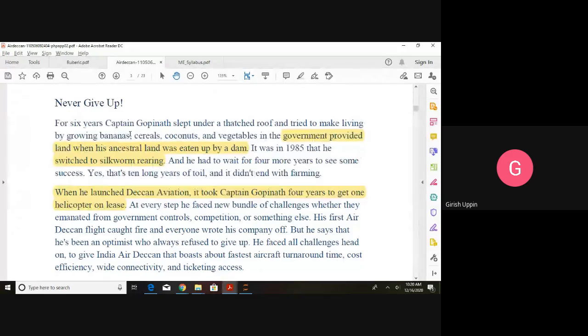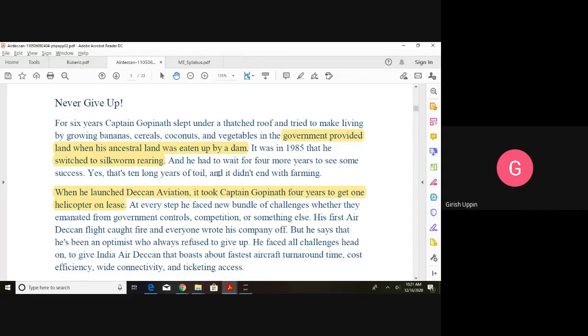He was growing fruits and vegetables on government-provided land when his land was eaten up by the dam. The fertile lands of their forefathers were eaten up by the dam, and he was given some alternate land. And you understand, when the land is new, making it fertile takes years. So he went through that hardship. In 1985, he started silkworm rearing. So he became a sericulturist and started working on that.